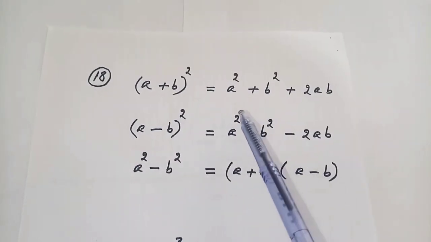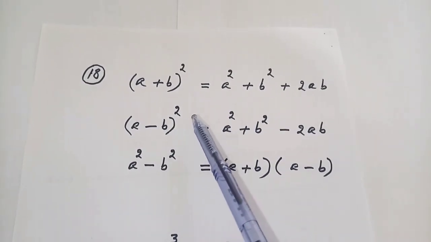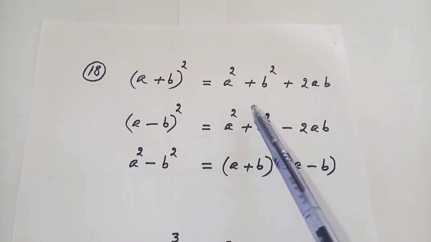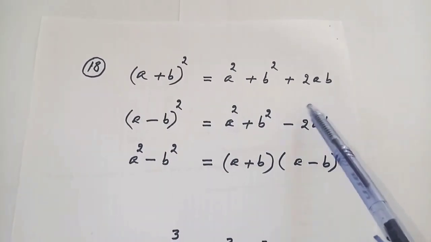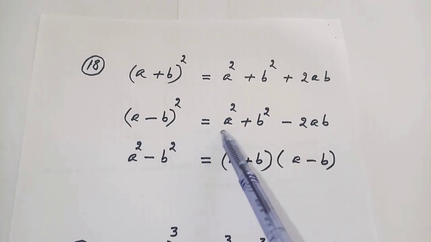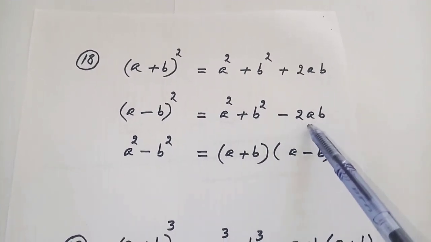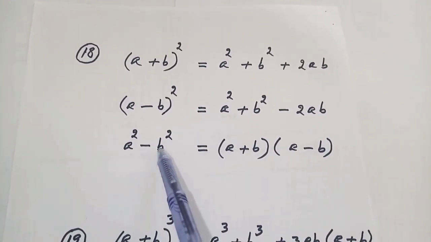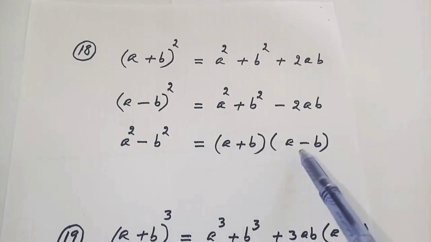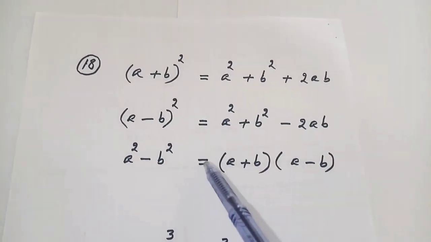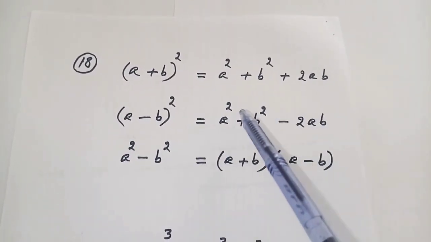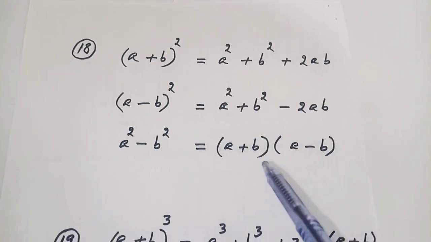These are different formulae used in algebra. A plus b whole square is equal to what? A square plus b square plus 2ab. A minus b whole square is equal to what? A square plus b square minus 2ab. A square minus b square is equal to a plus b into a minus b. These are the formulae which are applied in algebra.